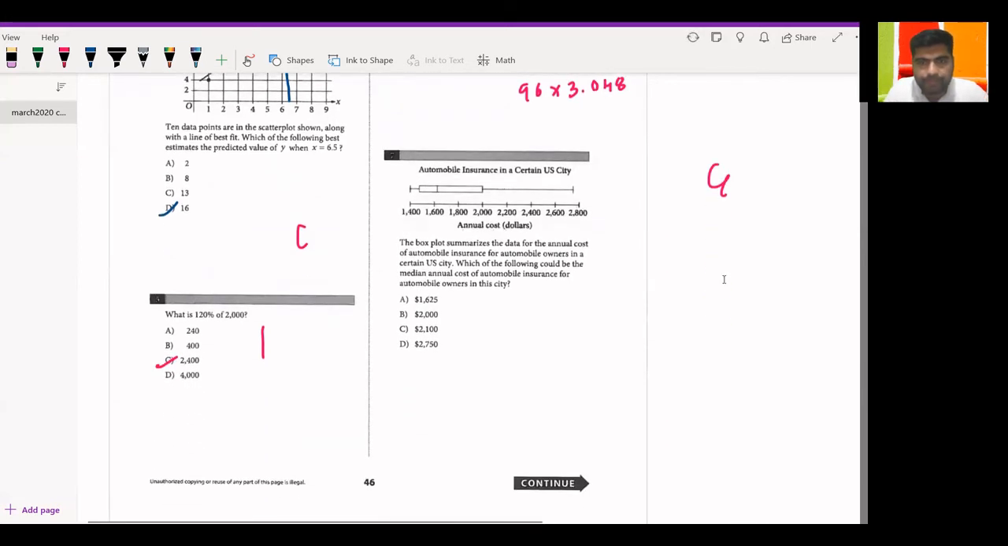Number 7 is a box plot. Median is this particular line here. So this is the median. So 1625. Okay, this one is referred to as Q1. This one is referred to as Q3. This is Q2. This is the lower whisker. This is the higher whisker. Okay.